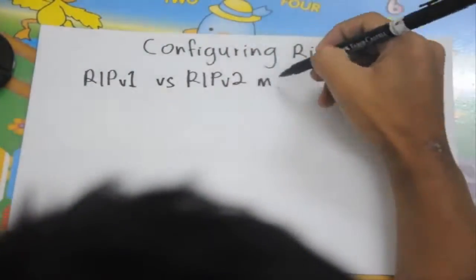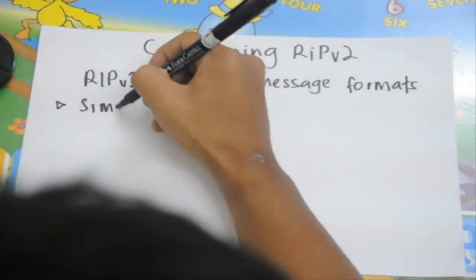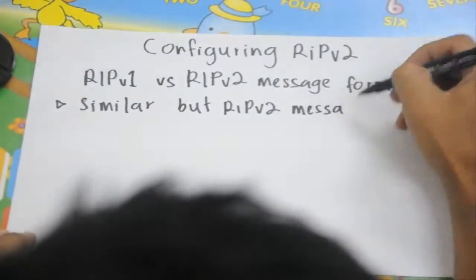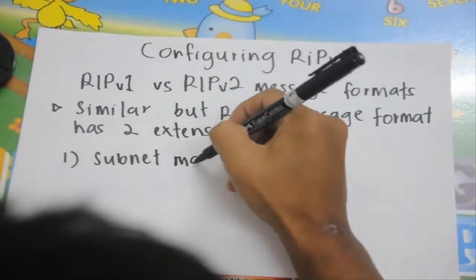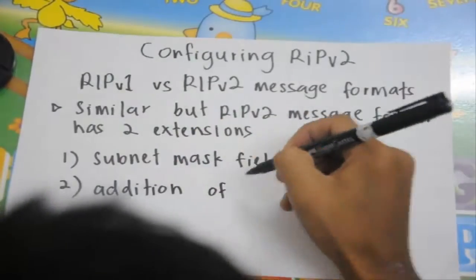Comparing RIP 1 and RIP 2 message formats. The RIP 2 message format is similar to RIP 1, but has two extensions. The first extension is the subnet mask field. The second extension is the addition of the next hop address.